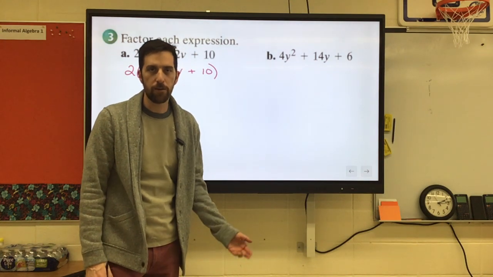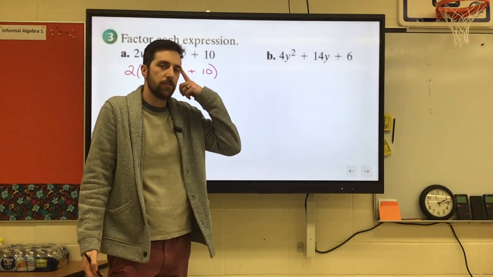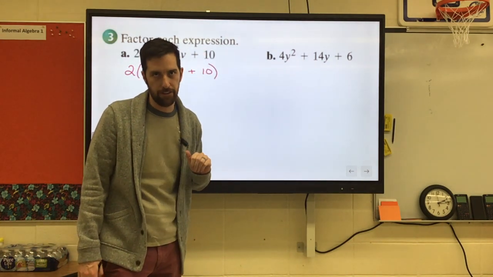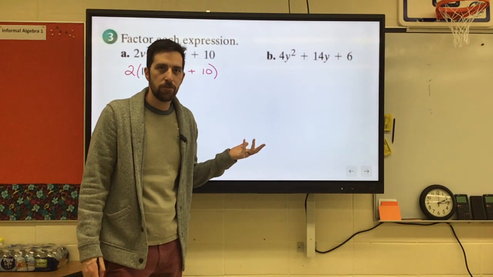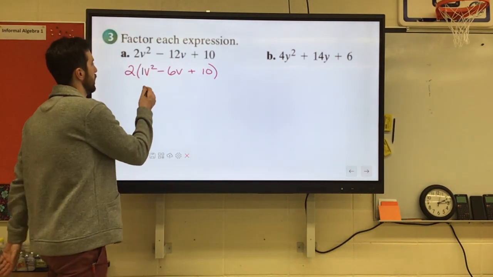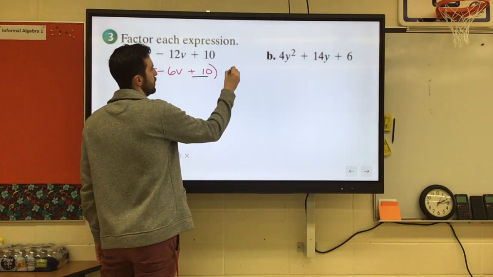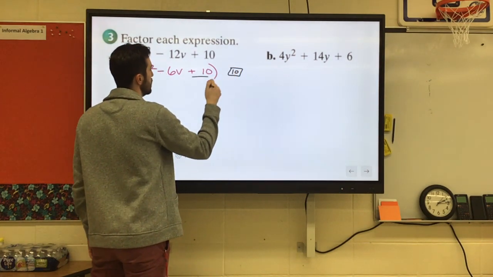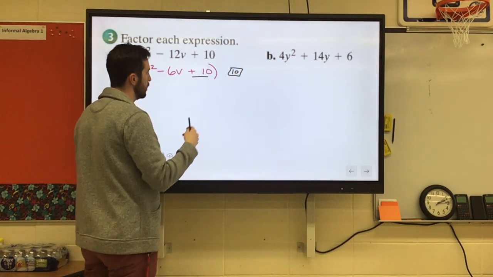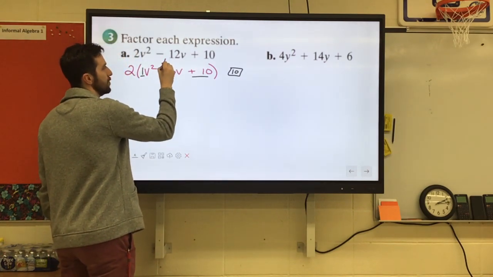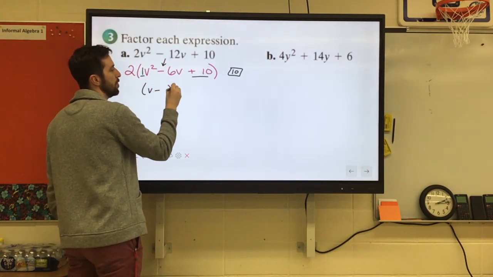You could just do it the old way, but let's pretend like your brain only has space for one method of factoring. So do it the way we're doing it today. You could still multiply first and last. 1 times 10 is 10. And it's positive, so they're either both plus or they're both minus. If they add up to -6, that means they have to both be minus.